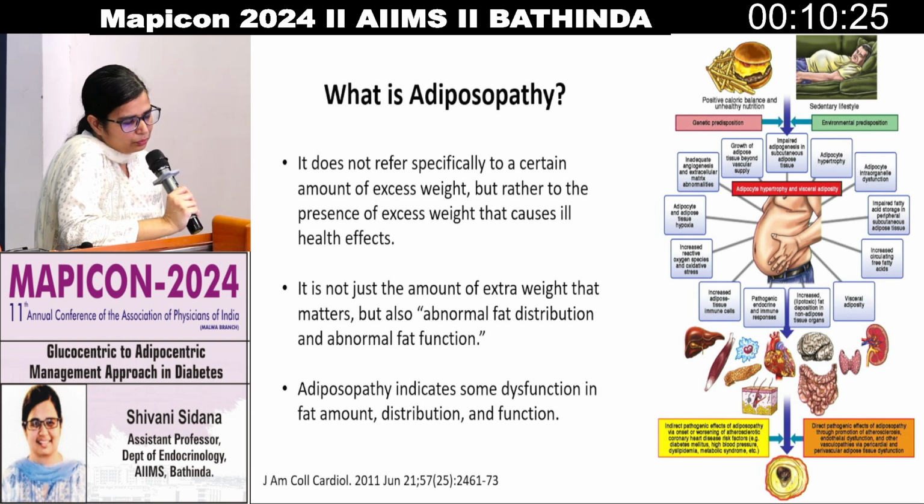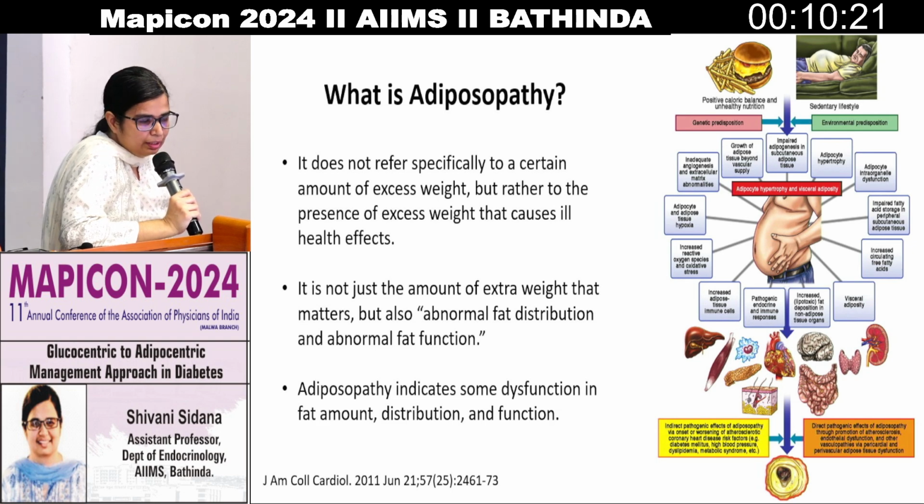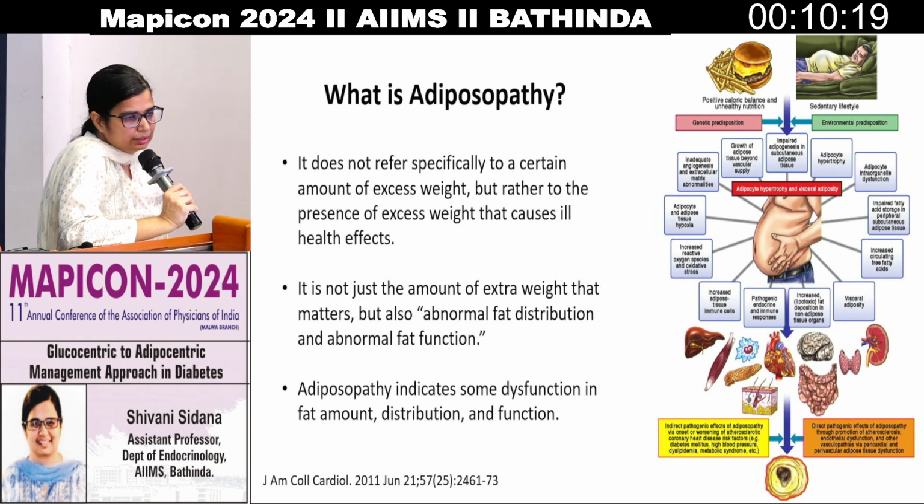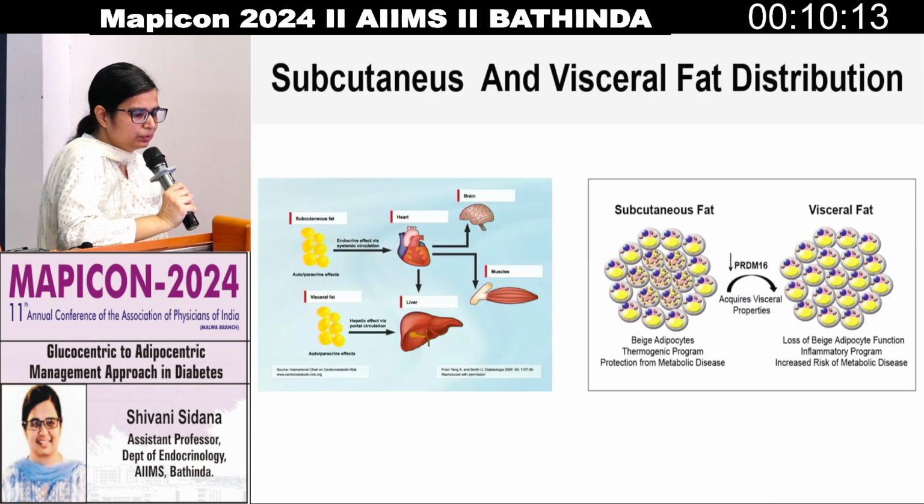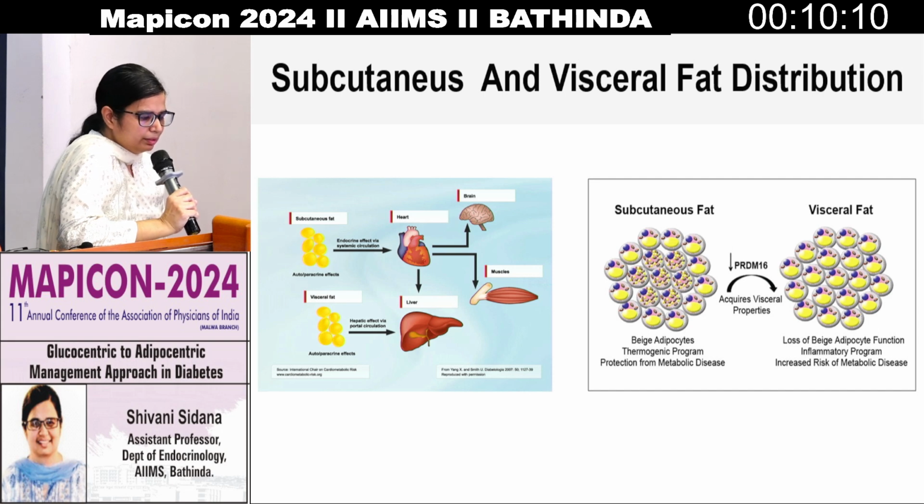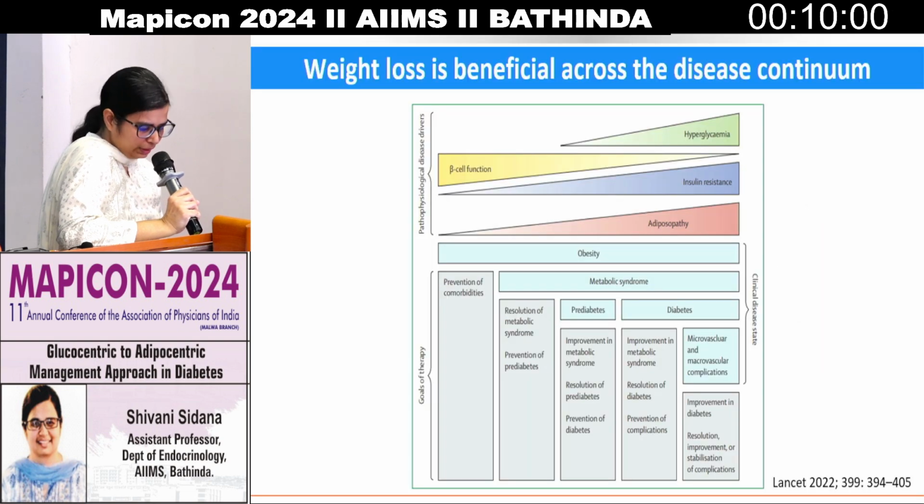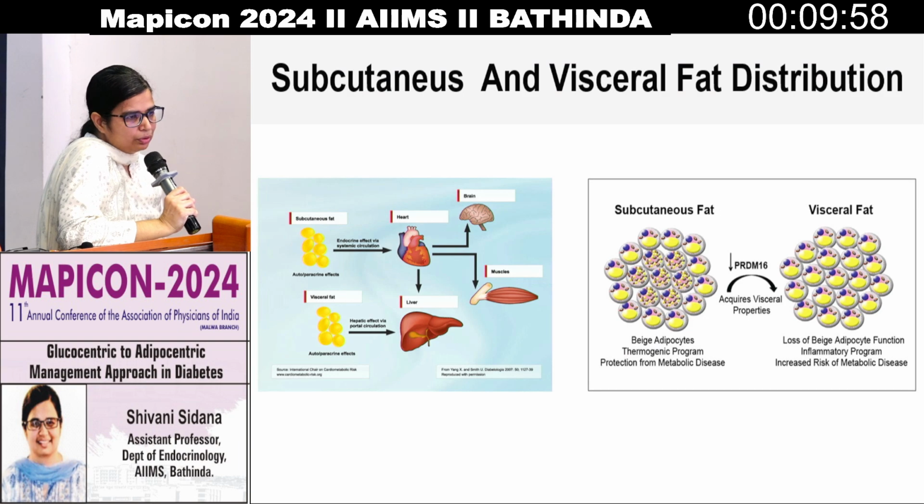If the fat is located in the intramuscular region, in the epicardial region, or in the perivascular region, it not only causes systemic complications, but also local complications like endothelial dysfunction and increased risk of atherosclerosis. Visceral fat drains directly into the liver, so it causes more metabolic complications, while subcutaneous fat is thermogenic and is protective for the body. So it is adiposopathy, not only adiposity, that is the main problem.